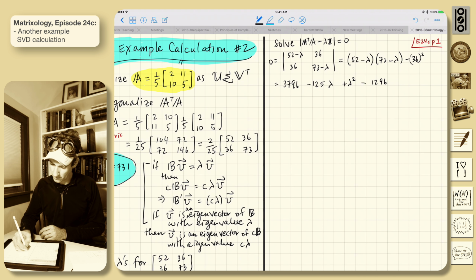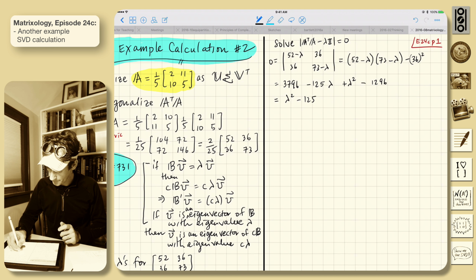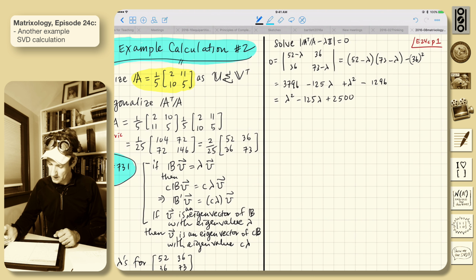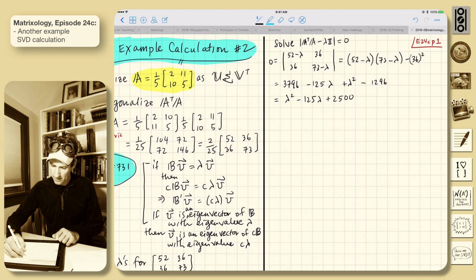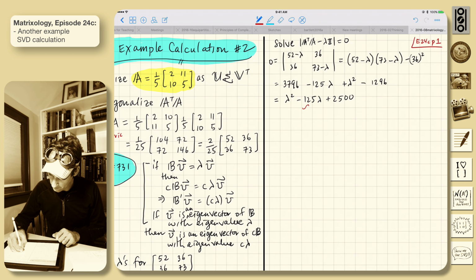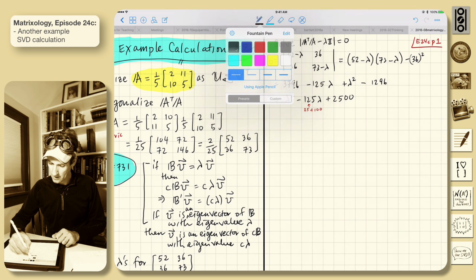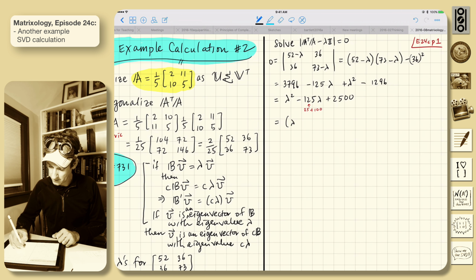Okay, so that's good. We'll rearrange things a little bit. Lambda squared minus 125 lambda, then these two couple together, and look at that, very nice, 2,500. Now we need to factor this, however you want to do that sort of thing, but this is 25 times 100, so that looks pretty good. So we'd end up with lambda minus 25, lambda minus 100.